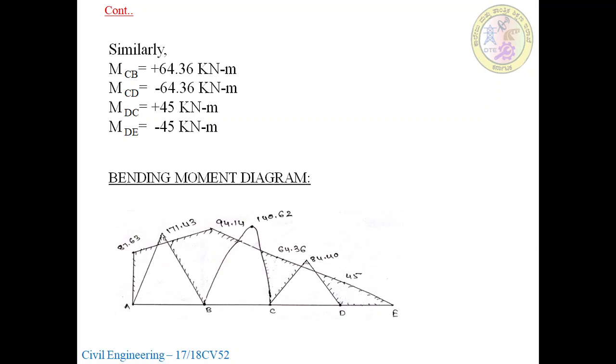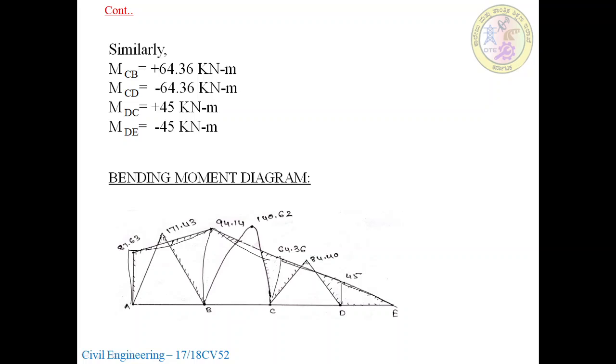The bending moment diagram, so take 87.63, then second 94.14, 64.36 straight line and 45. Join all the lines. It's very simple. Join all the lines, then it will be 0.